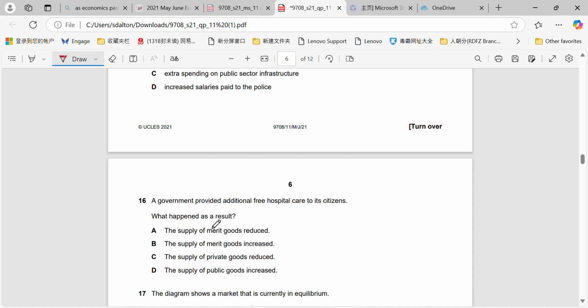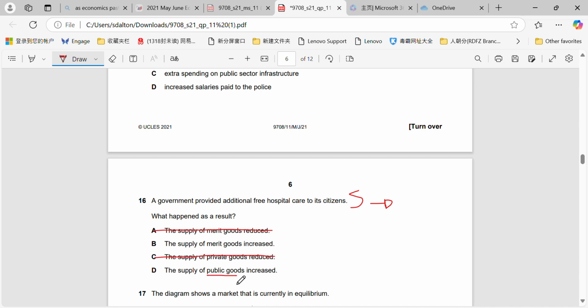Okay, government provided additional free healthcare to its citizens. What happened as a result? Okay, very simply, they're increasing the supply, right? So the supply is going to increase. Now, what type of good is it? So supply reduces is wrong.